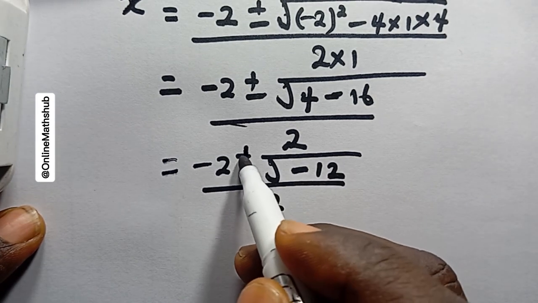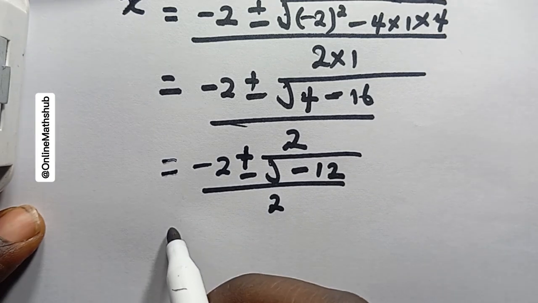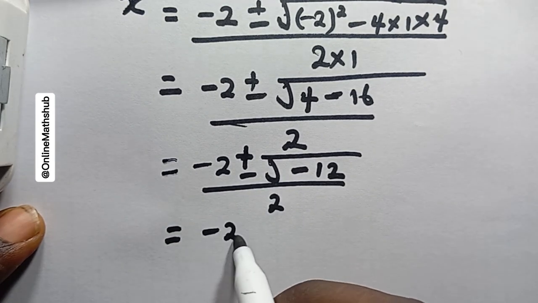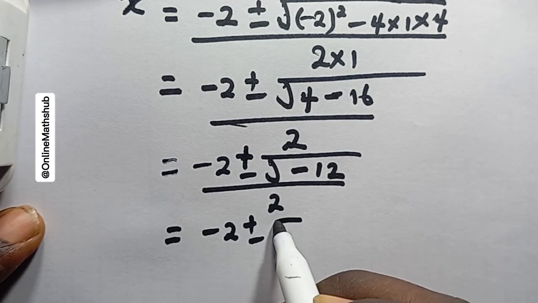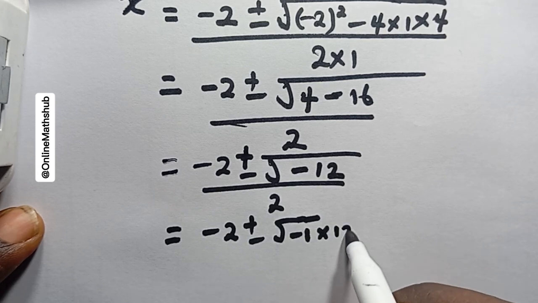So what I'm going to do next is to go ahead and simplify this root of minus 12. And of course, you know that I can rewrite it as root of negative 1 multiplied by 12.